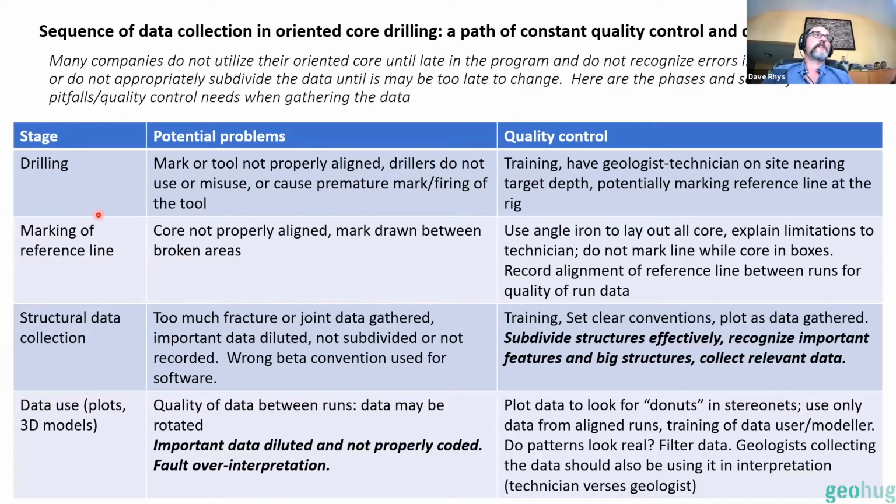Then the next step that you potentially have issues with is the marking of the reference line. If the core is not properly aligned, the mark is drawn between broken areas, so it doesn't really align. You also need to, of course, to help deal with this issue, use an angle iron to lay out all the core where you can. Don't mark the line while the core is in the box. And record the lock angle between the different drill runs. If there's a difference in the position of the reference line, how much is it?